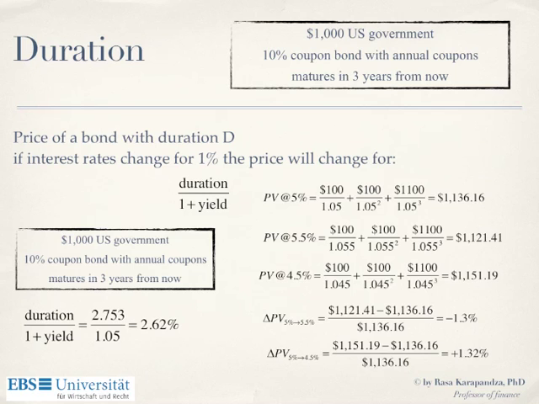What is the present value if the yield goes up 0.5 percentage point, and if it goes down 0.5 percentage point? And then you observe the change in price of 1.3% down when the interest rate goes up, and 1.32% up when the interest rate goes down. But the same result you could have obtained by dividing the duration by 1 plus the yield to maturity. Now, why is this important?